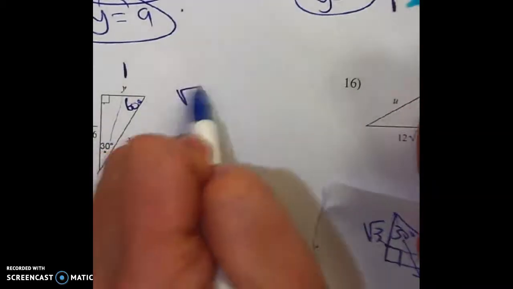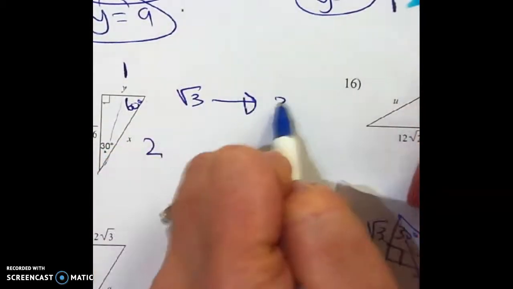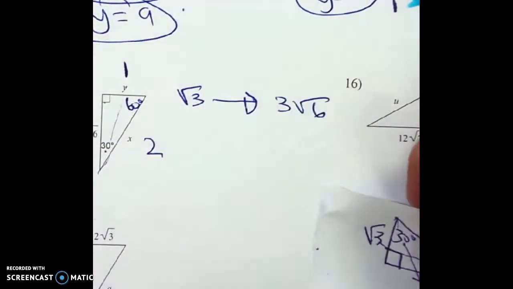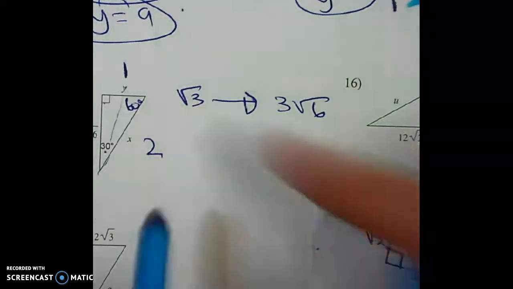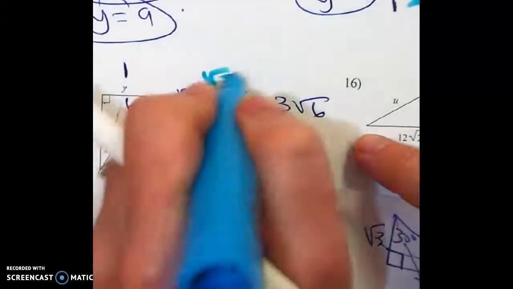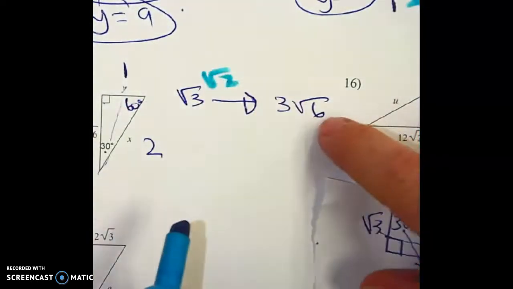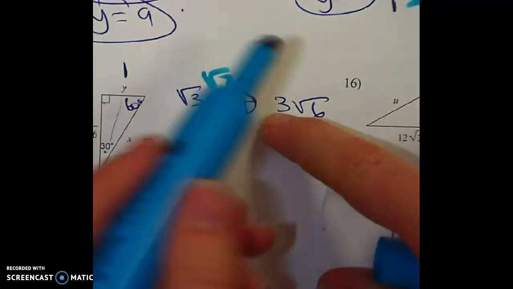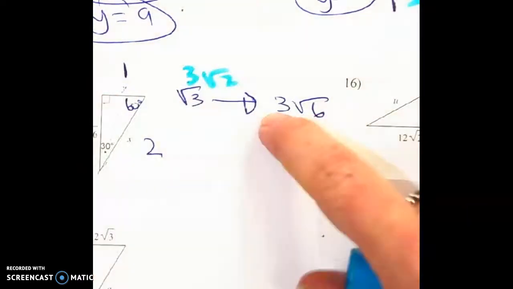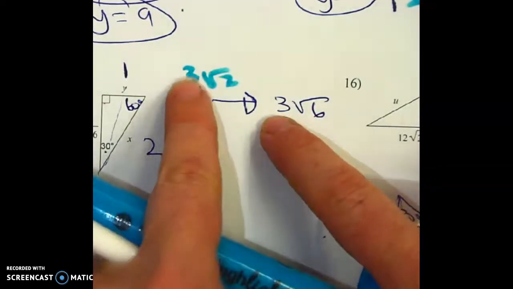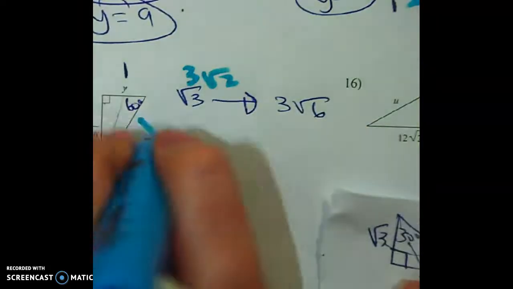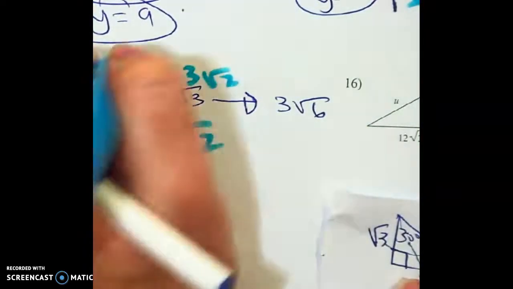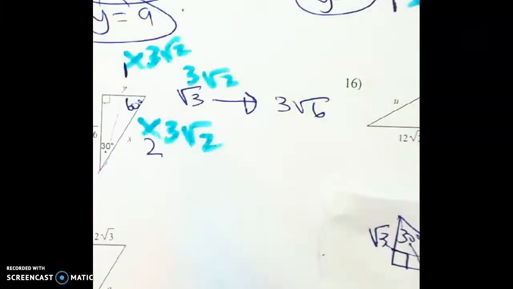So this is when we start with rad 3 and we have to go all the way to 3 rad 6. So if you look here, if I multiplied by rad 2, rad 3 times rad 2 is rad 6. But I still need the 3. So it's 3 rad 2, because 3 and then rad 6.